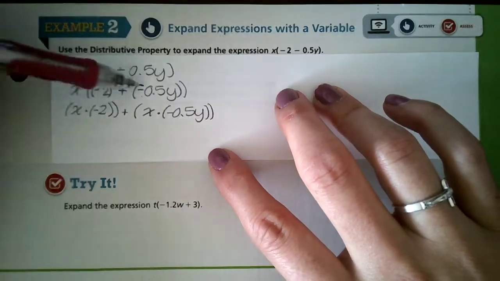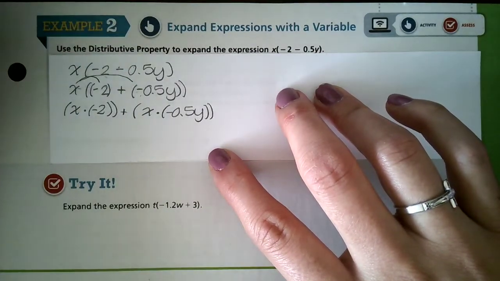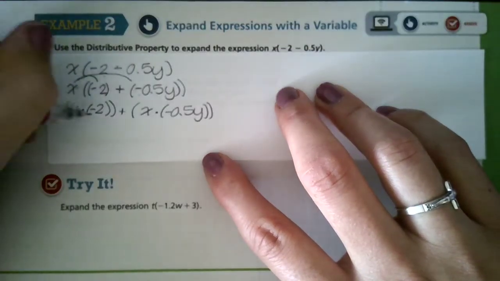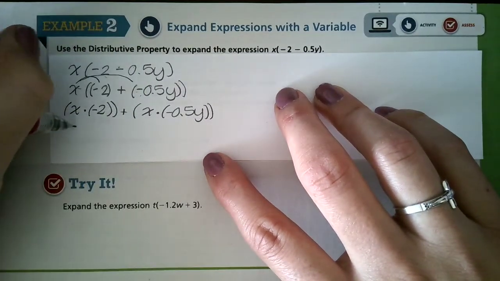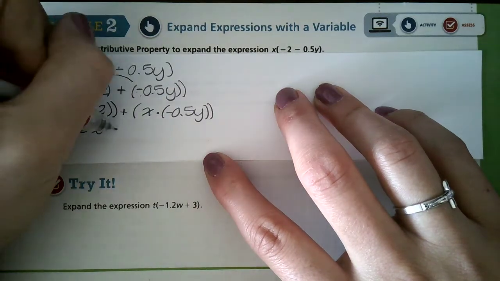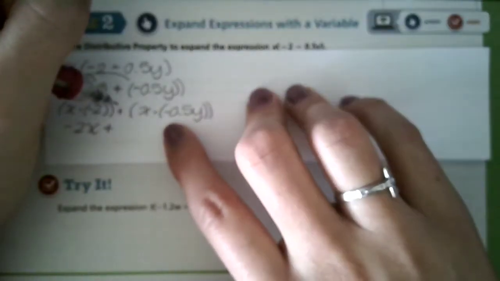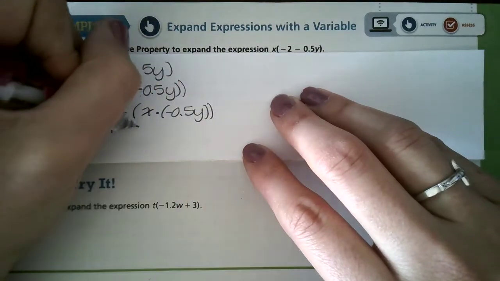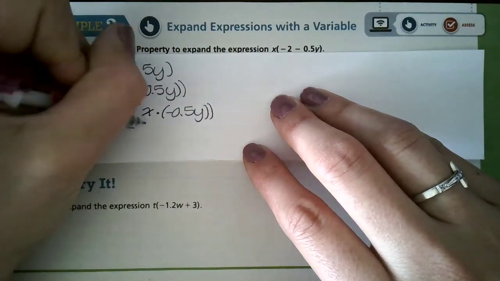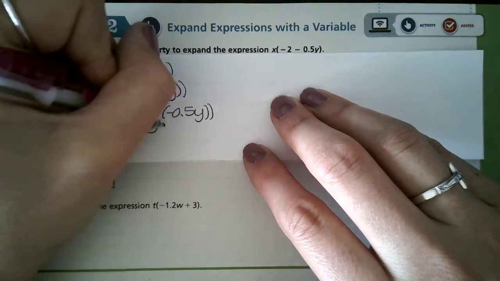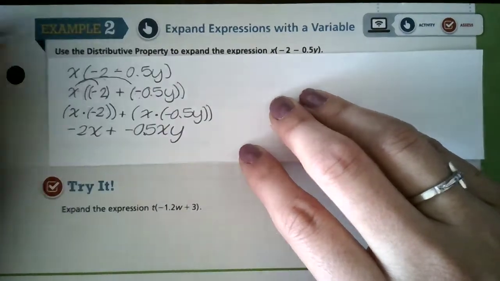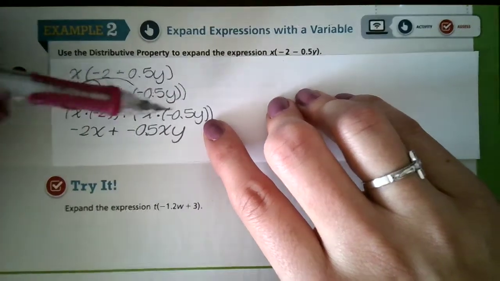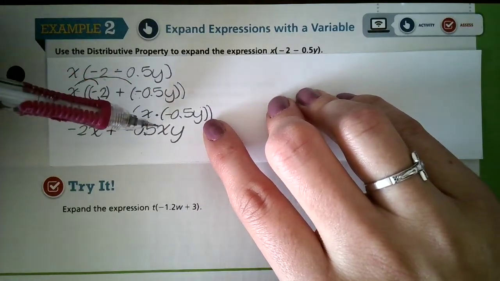And then I add these two terms together. Okay, so negative 2 times x is negative 2x. Negative 0.05y times x. This is just all being multiplied. So this is negative 0.5x times y. If we multiply two terms by each other, x times y, that's just xy.